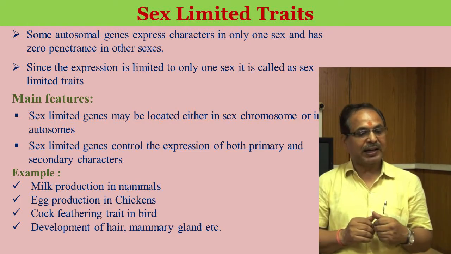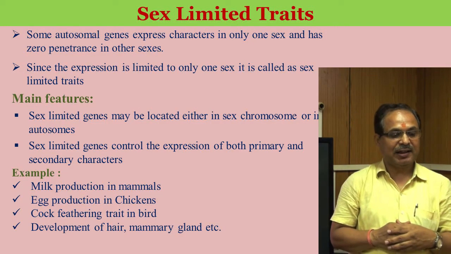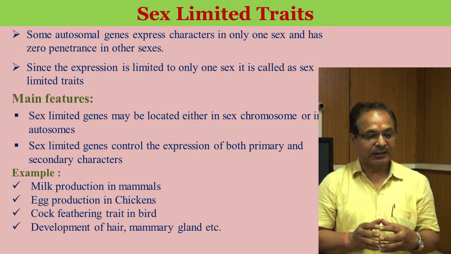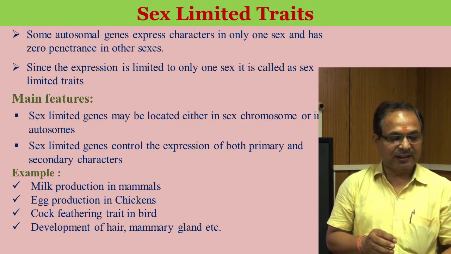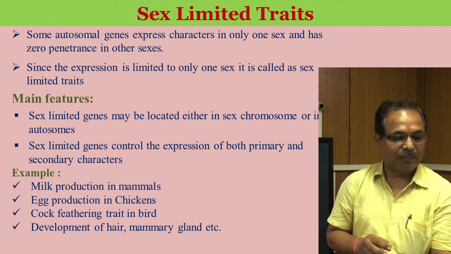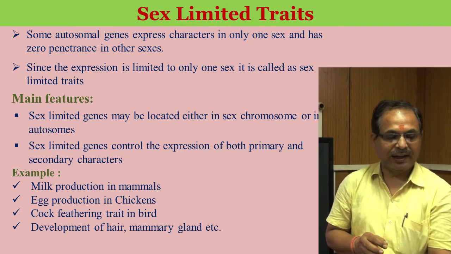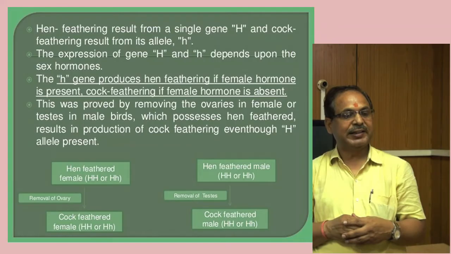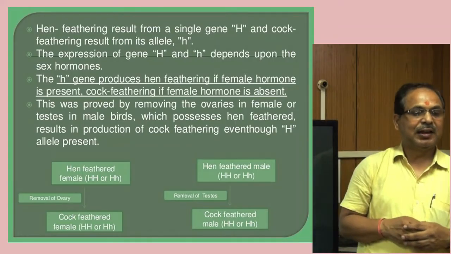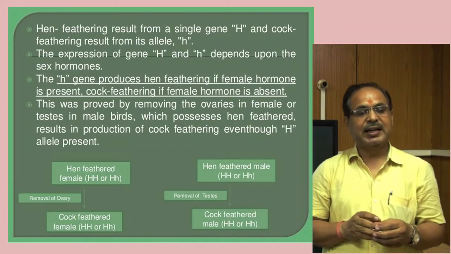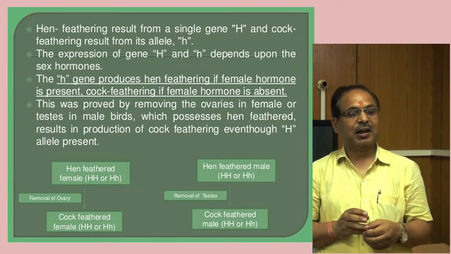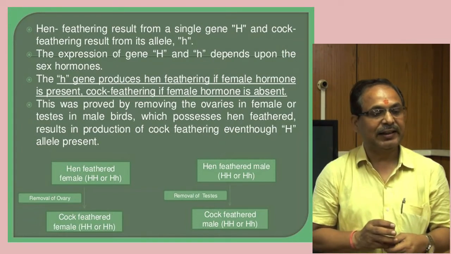Some examples of sex limited traits are milk production in mammals, egg production in chicken, cock feathering traits in birds, and development of hair, mammary glands, etc. in human beings. One example is that hen feathering results from a single gene H, and cock feathering results from its recessive allele.